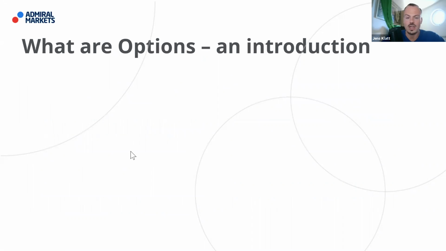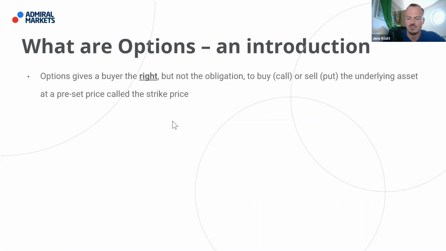But now we want to look at options, in fact, and at the idea behind options. If you're a buyer of an option, you buy the right, but you do not buy the obligation, which is a big difference when you compare futures to options. In the case of options, we are looking at a right. In the case of futures, we are looking at an obligation. So if you are a buyer of an option, you buy a call option, as we call it, or you sell, which is the case of a put option, the underlying asset at a preset price called the strike price.